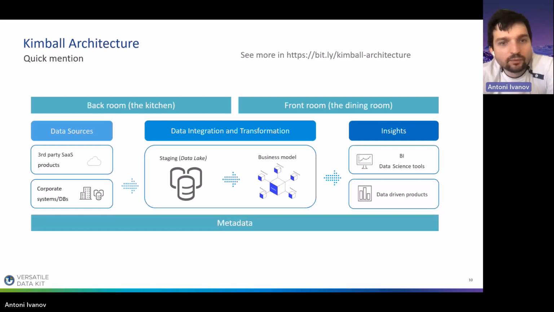So the Kimball architecture separates the data process into a back room and a front room. I actually worked in a restaurant a decade ago. I worked both in the kitchen, making breakfast, and as a waiter. For example, I remember one story where I was working in the kitchen making eggs over easy, which means you need to flip the egg and make sure it's not broken. And then you put hash browns and bacon.